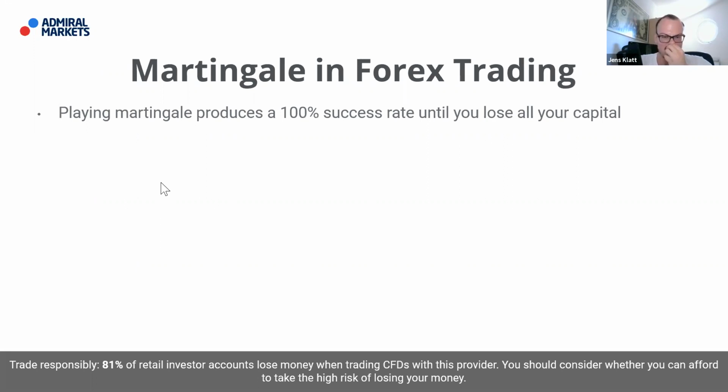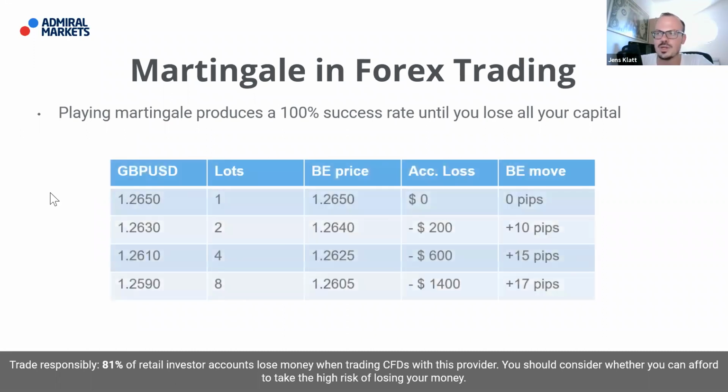So playing Martingale produces a 100% success rate, as we already pointed out, until you lose all your capital. So what we now do is we look here at GBP USD, and we start at a price of 26.50, and we start out with buying one lot here. And our break-even price is 26.50. So the account loss is 0, and we don't need to move any pip here to break even on the trade.